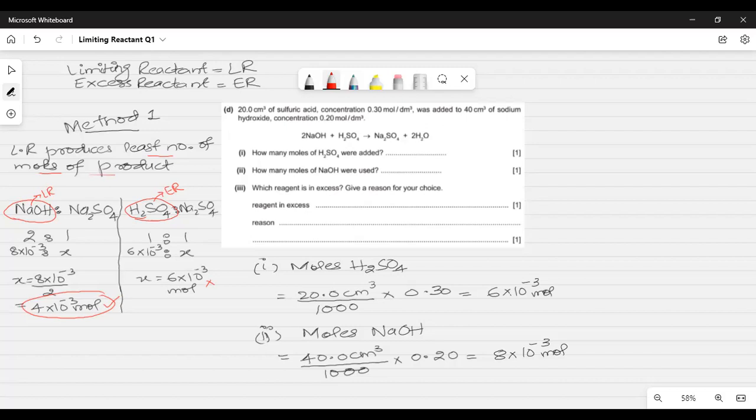Yeah, the whole reason is correct, except for one small part. The 4 into 10 raised to power minus 3 moles. Remember, these moles are calculated for Na2SO4. So make sure whenever you mention these number of moles, these are the number of moles of product formed because of the consumption of NaOH. Whenever you mention 4 into 10 raised to power minus 3, these are the number of moles of Na2SO4 formed because of NaOH.